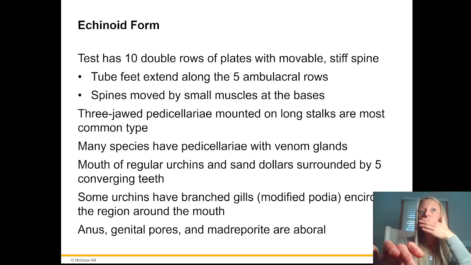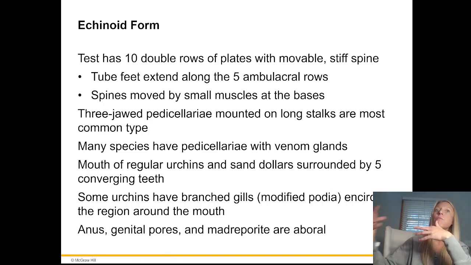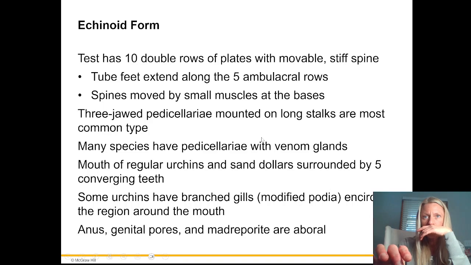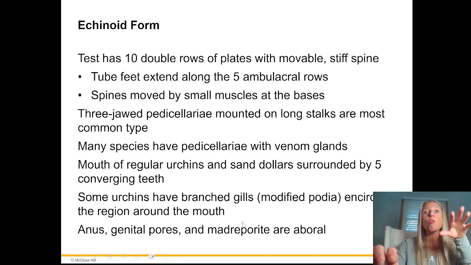So the test has double rows of plates. And your tube feet extend along these multiple ambulacral rows, where your spines again are moved by small muscles at the bases. These guys have pedicellariae with venom glands. The mouth is usually surrounded by 5 teeth, and some have branched gills, and they have an anus, genital pore, and their madreporite are all aboral or ventral.